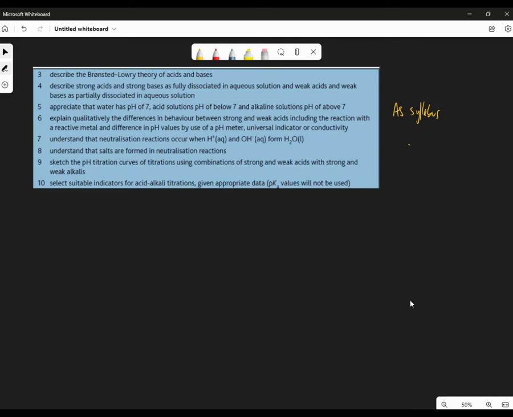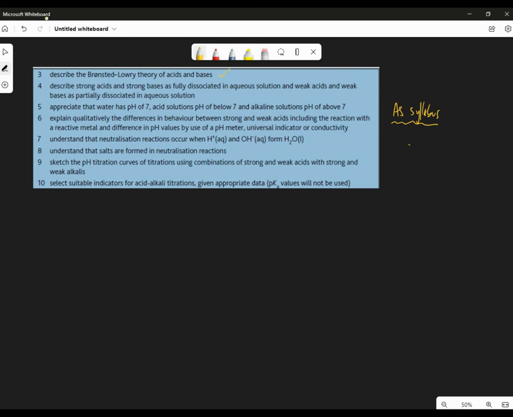This is a video on titration curves. Some people wanted to ask about it because it's not really explicitly in the A2 syllabus, but it is in the AS syllabus. So let's go through some of these things. This is the AS syllabus, by the way, I'm showing here. Right, describe the Bronsted-Lowry theory. I think you're good with that.